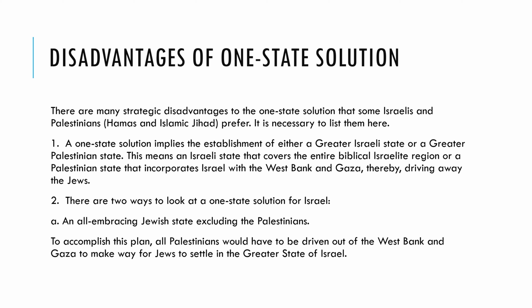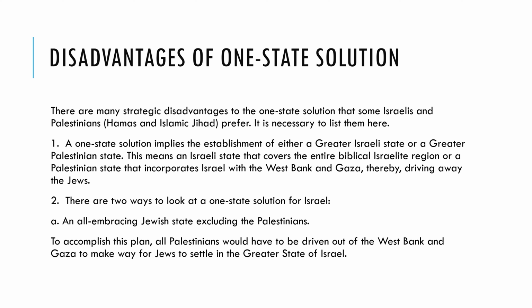1. A one-state solution implies the establishment of either a greater Israel state or a greater Palestinian state. This means an Israeli state that covers the entire biblical Israelite region, or a Palestinian state that incorporates Israel with the West Bank and the Gaza Strip, thereby driving away the Jews.